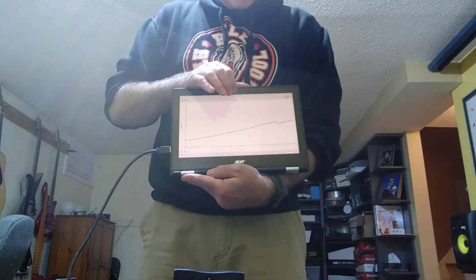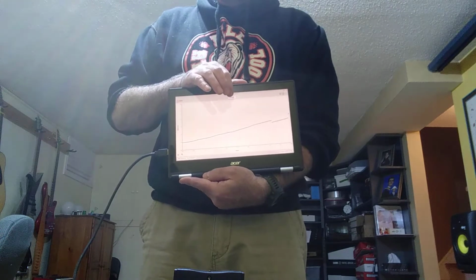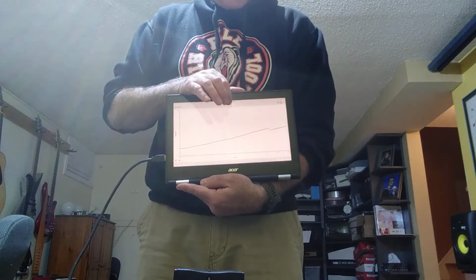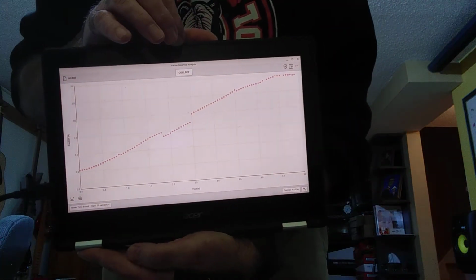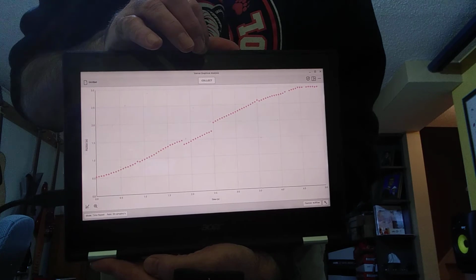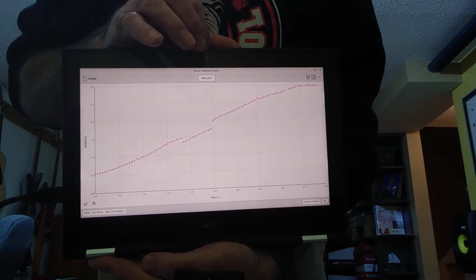Okay, our next data collection will be walking quickly away from the sensor in the positive direction. And I had to stop, so we're going to end up with a bit of a flat line at the end. But we should be able to see that. We can see what that looks like. So pause.